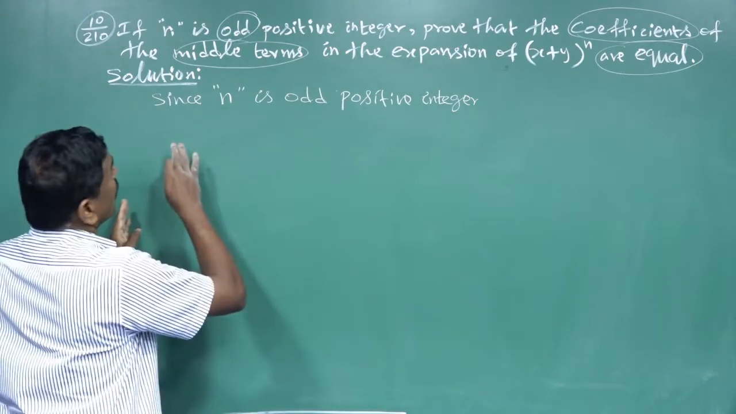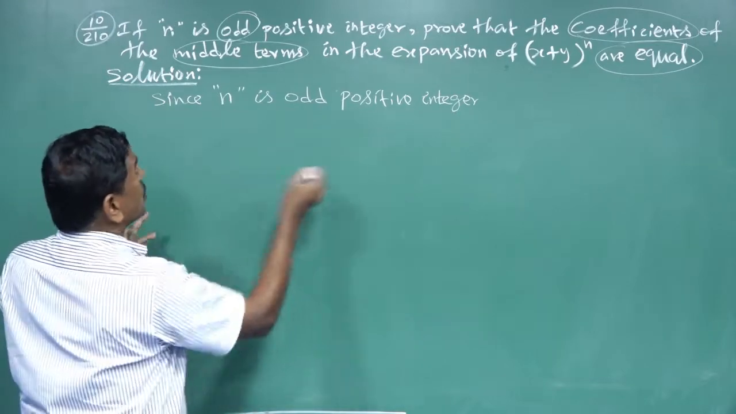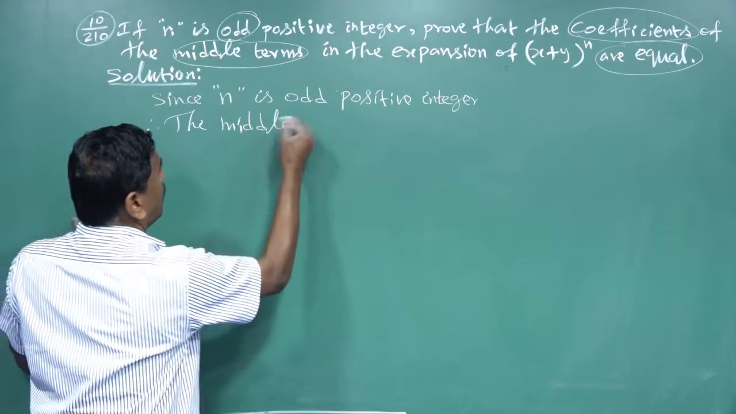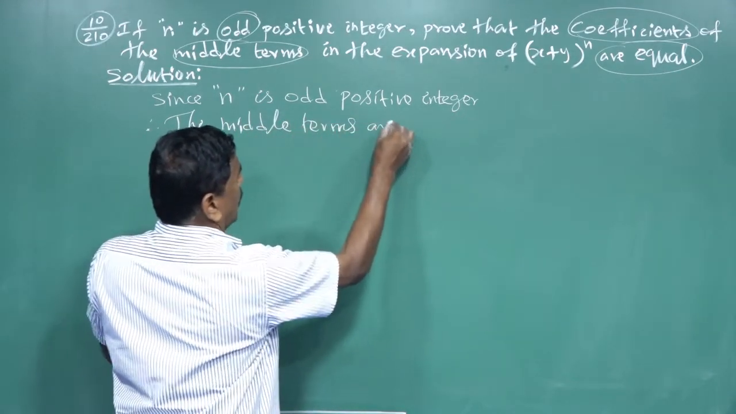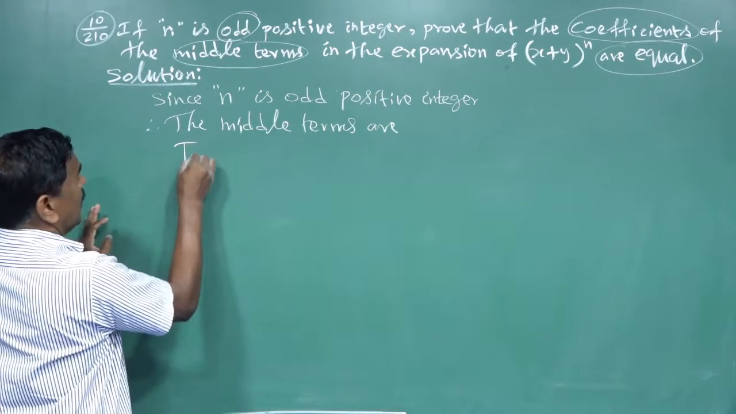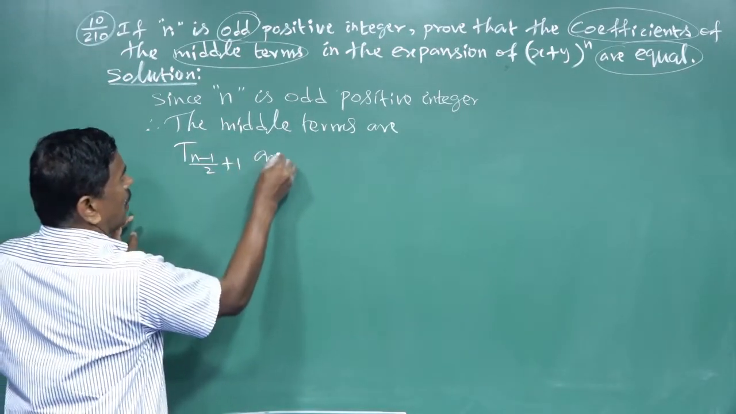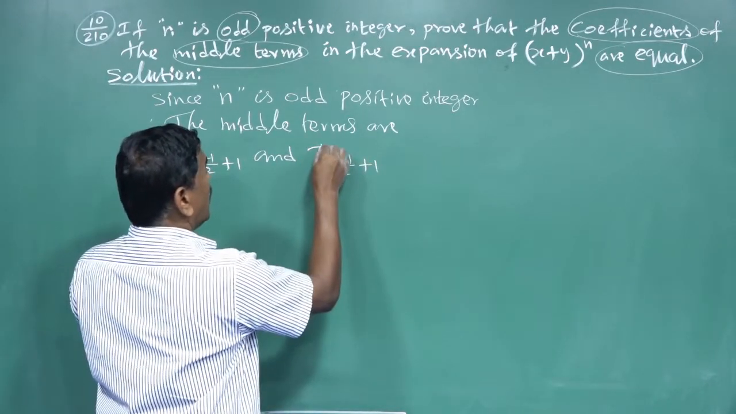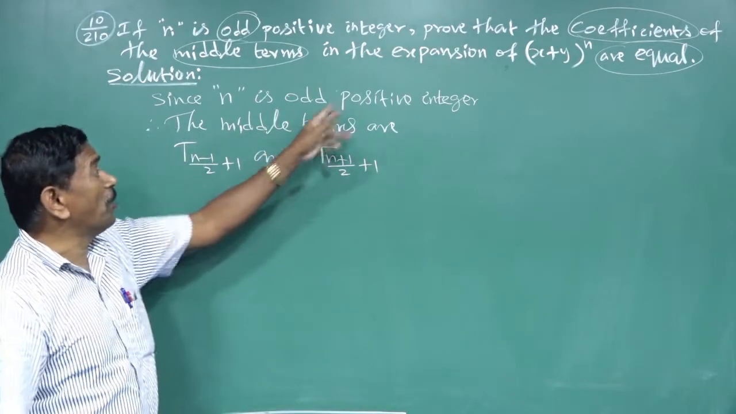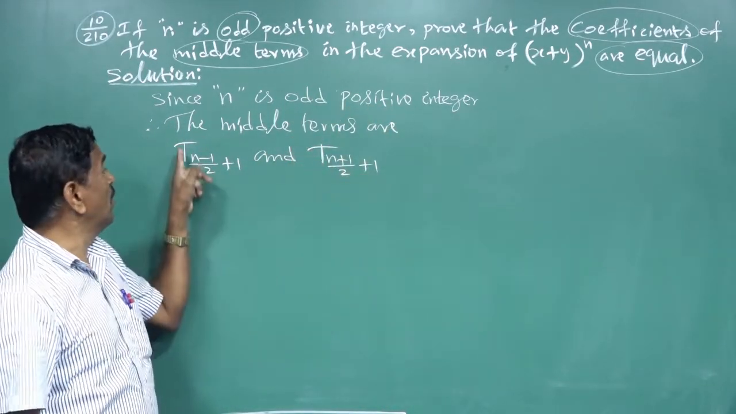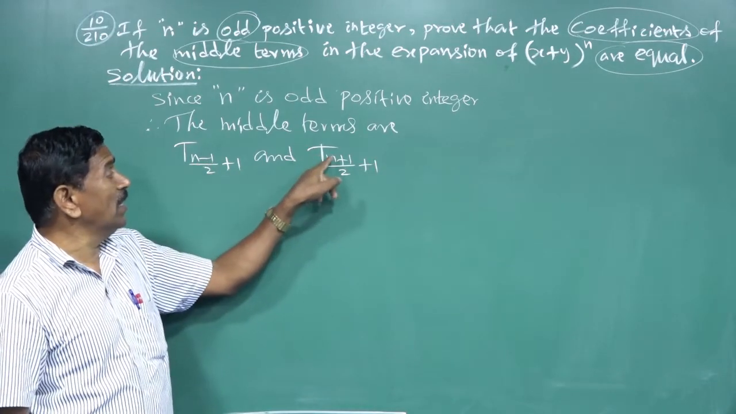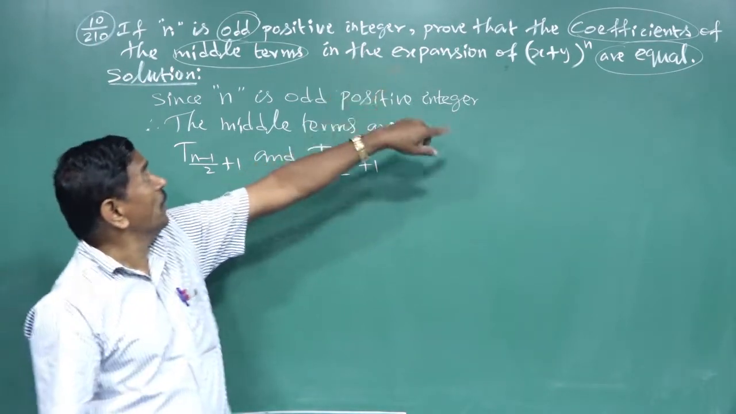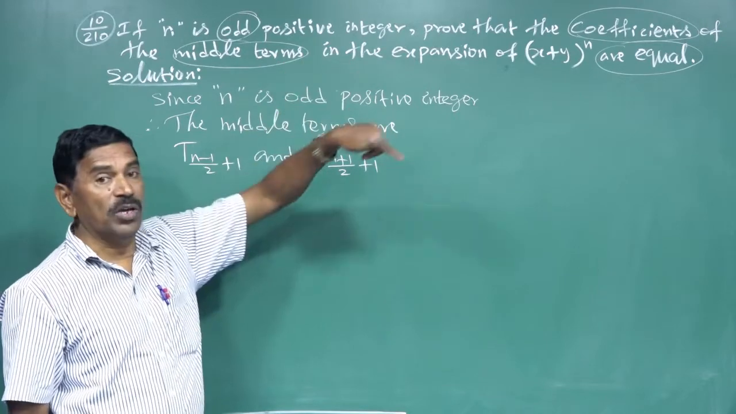Therefore the middle terms are T_((n-1)/2 + 1) and T_((n+1)/2 + 1). If n is an odd positive integer, then there are two middle terms. Ready? Now, the coefficients of the middle terms. So now I need the coefficients.